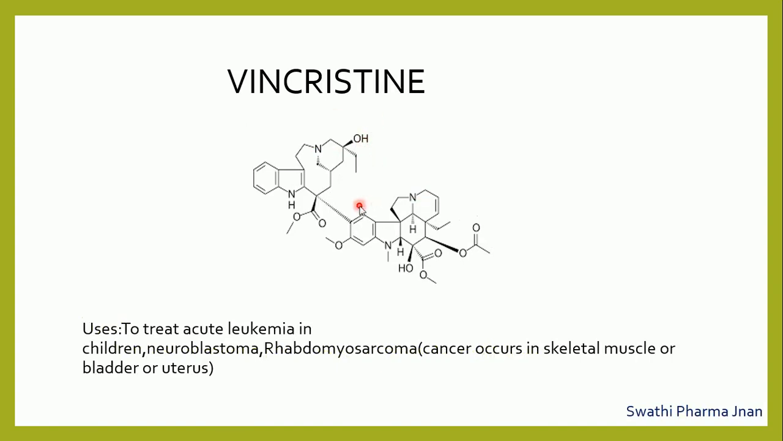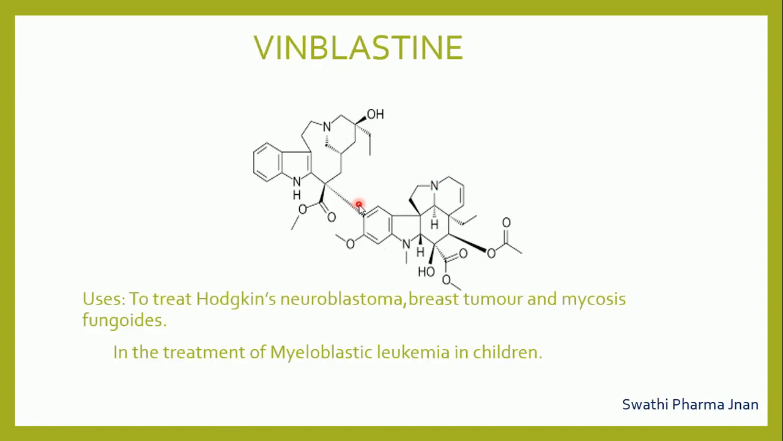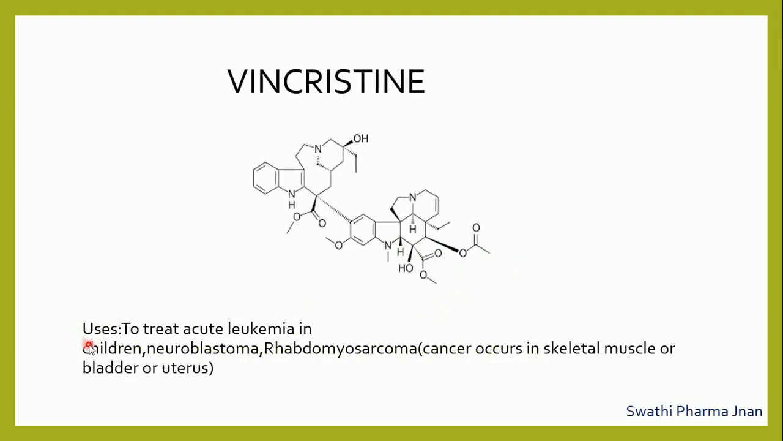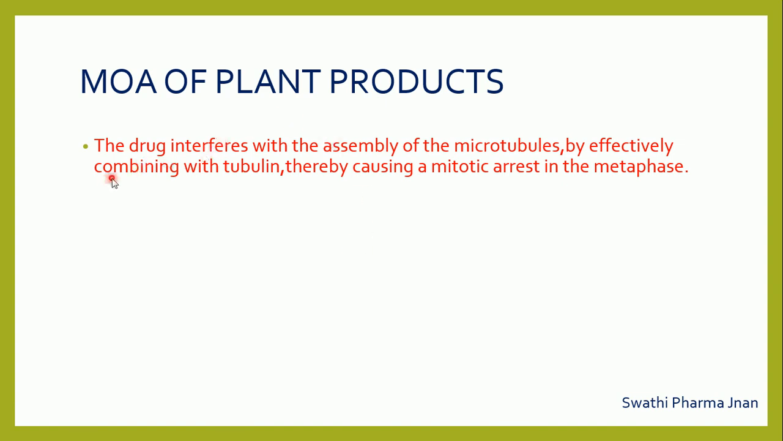Vincristine is also a similar drug. The structure is almost the same; only the substituents differ. Vincristine is also obtained from the vinca alkaloids. It is also used to treat acute leukemia in children, neuroblastoma, and rhabdomyosarcoma, that is, cancer that occurs in skeletal muscle, bladder or uterus. What is the mechanism of action of plant products?